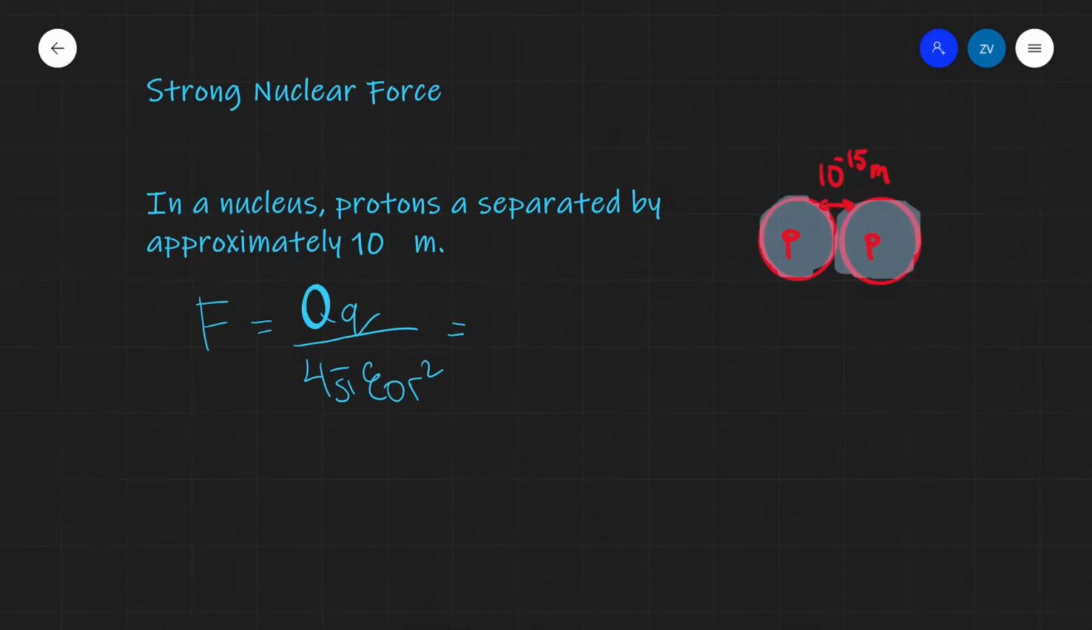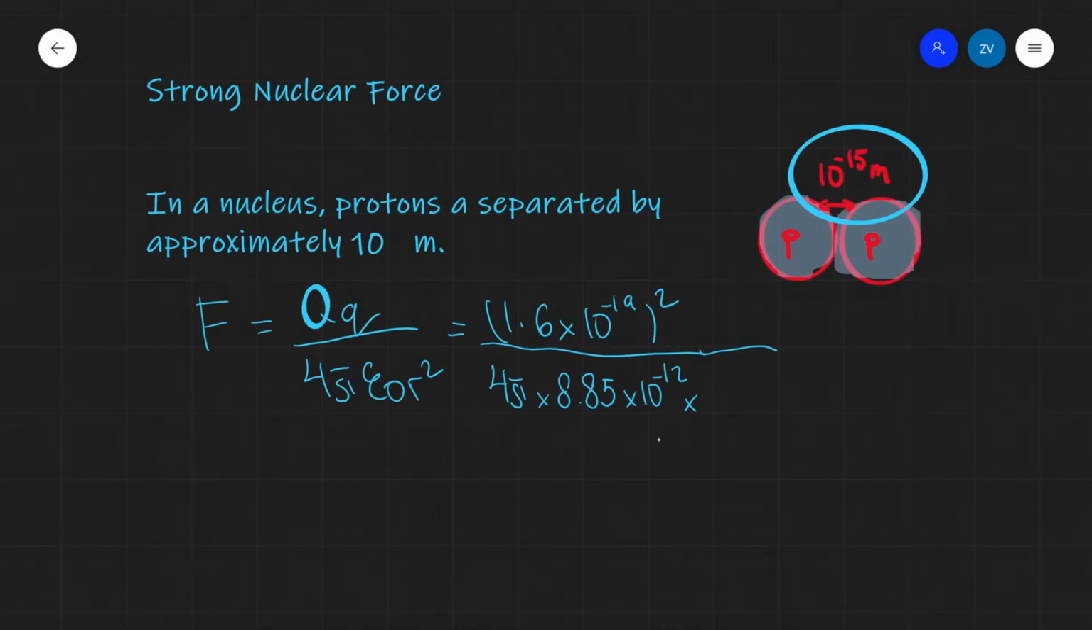Q is just the elementary charge, so in this case that will be Q times Q, so it's going to be 1.6 times 10 to the power minus 19, all of it squared, and now we're going to be dividing this by 4 pi epsilon naught, which is 8.85 times 10 to the power minus 12, and our distance is tiny, so that's times 10 to the power minus 15 squared. Putting this into a calculator, we are going to get approximately 230 newtons.